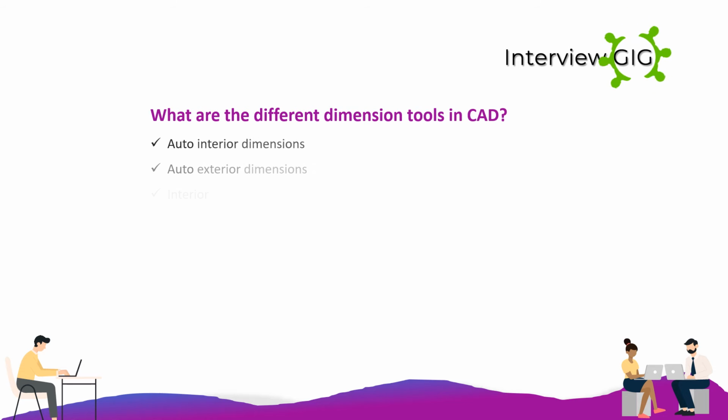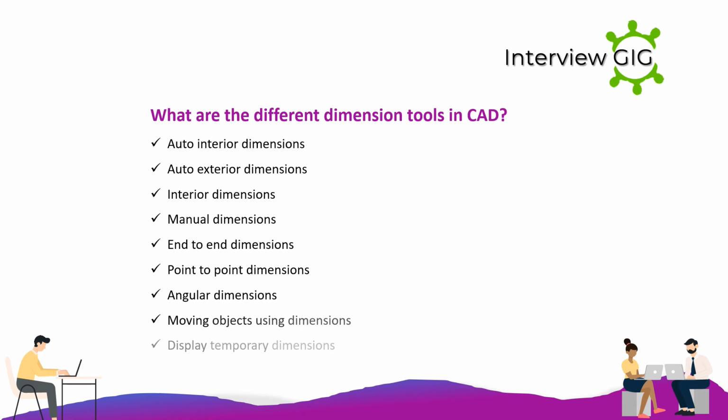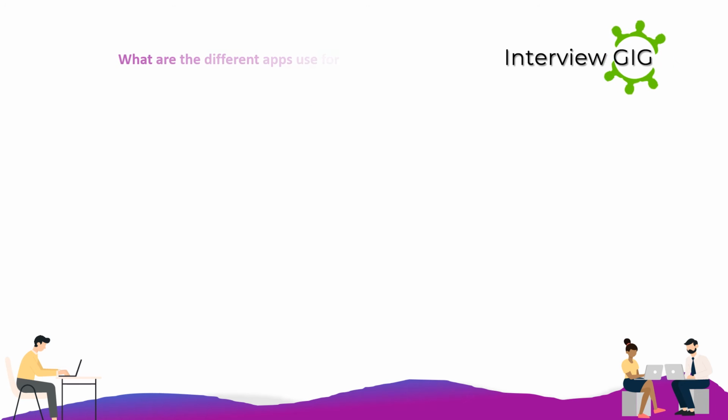What are the different dimension tools in CAD? Auto interior dimensions, auto exterior dimensions, interior dimensions, manual dimensions, end-to-end dimensions, point-to-point dimensions, angular dimensions, moving objects using dimensions, display temporary dimensions.